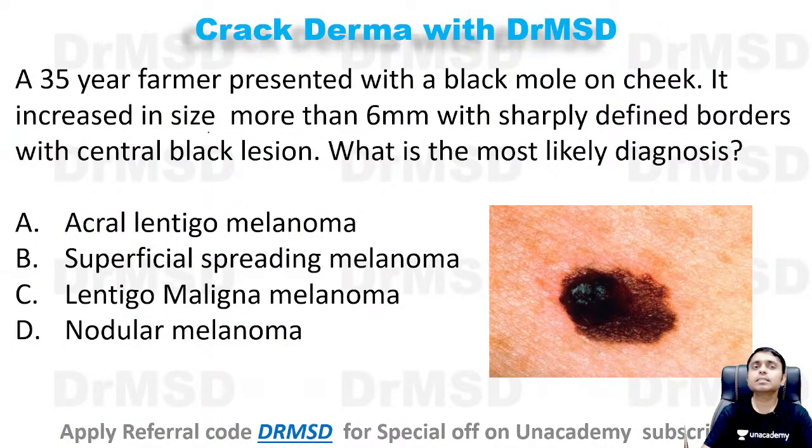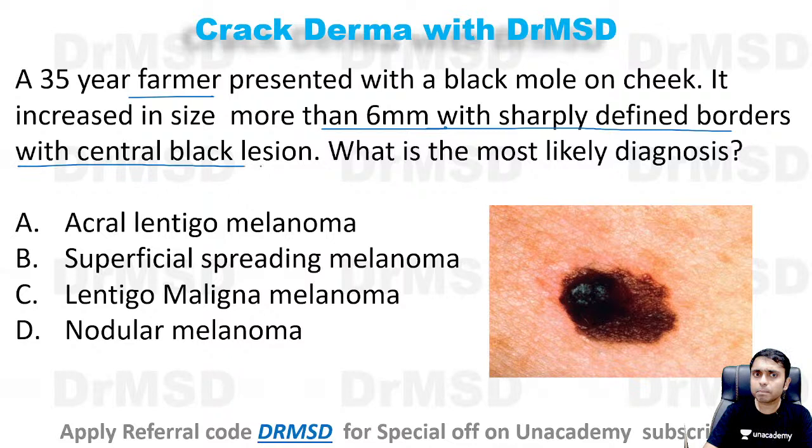Now, can you please try to answer this question? A 35-year farmer presented with a black mole on the cheek. It increased in size more than 6 millimeters with sharply defined borders with central black lesion. What is the most likely diagnosis for this case? So, from the options, we can understand that it is a case of melanoma.